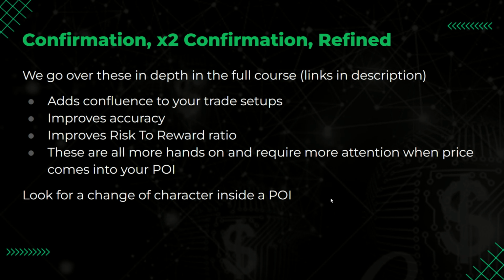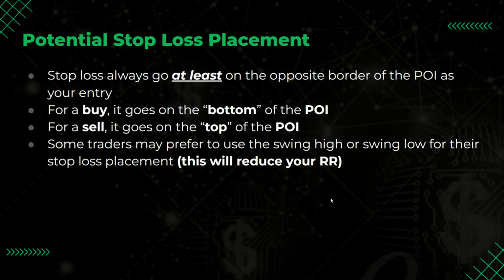And if that goes against your risk appetite, you're not going to have an easy time constantly setting pending limits like that. And so just to wrap it up, you can also look for a change of character inside the point of interest. And that is kind of how we frame our confirmation and double confirmation entries.